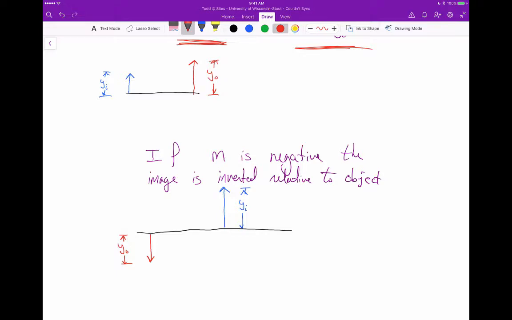Now, one thing I want to point out, that doesn't necessarily mean that the image has a negative height. It just says that the two heights are flipped relative to one another. So here we have an object which has an object height less than 0, but the image height is positive. We still have a negative magnification. All it tells us is that one of these is pointing down, the other one is pointing up. It doesn't tell us which one is which.